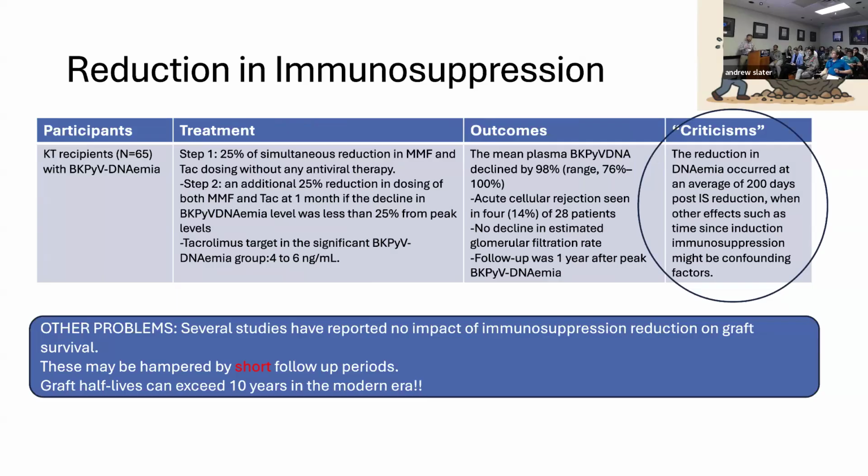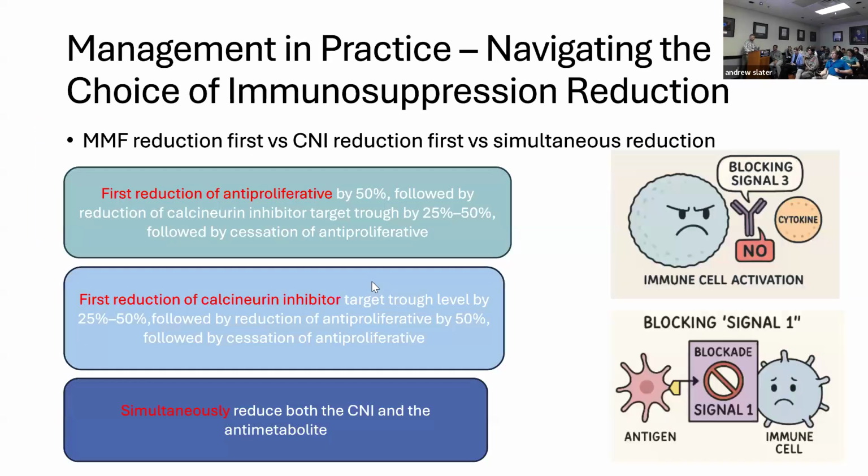These are the type of criticisms that we run into. Other problems: several studies have reported no impact of immunosuppression reduction on graft survival. Yes, that is true, right? These may be hampered by shorter follow-up periods. That's also true. Graft half-lives are increasing, right? Sometimes they exceed 10 years in the modern era. That's also true. So we run into all of these issues.